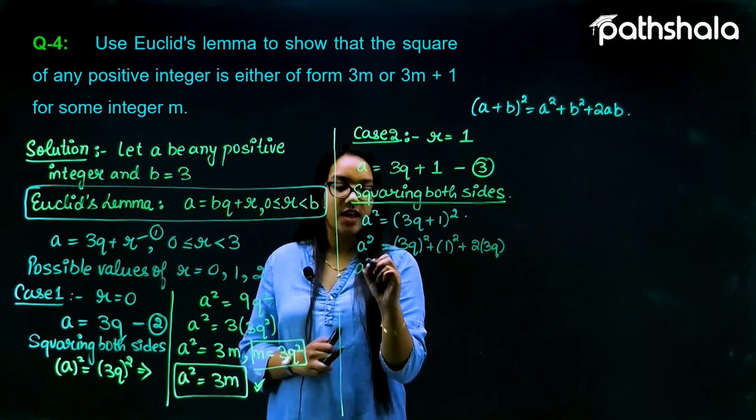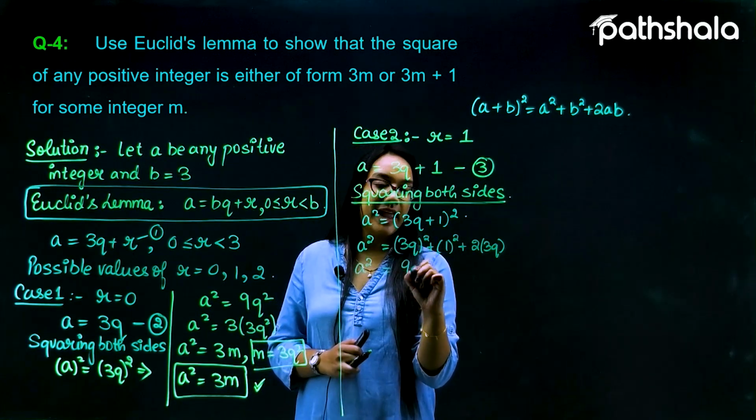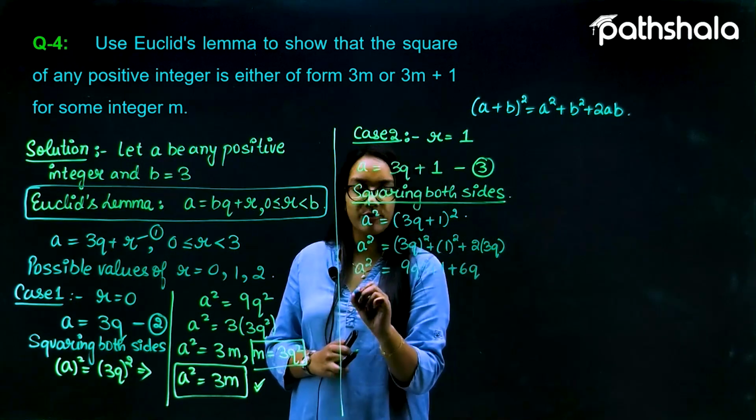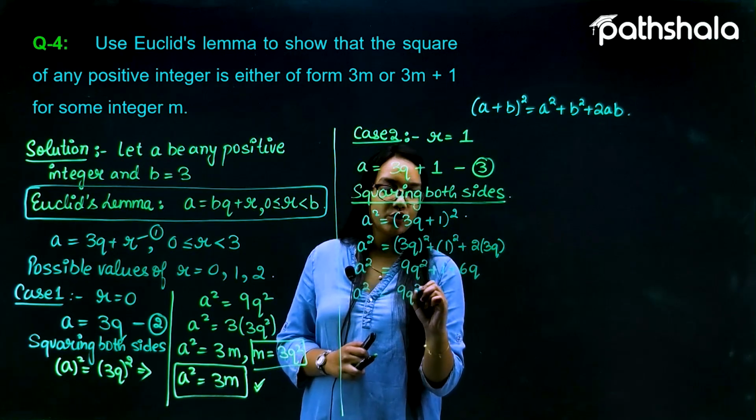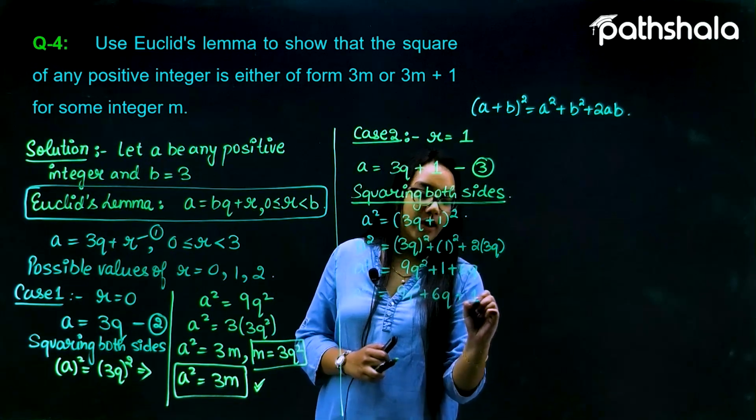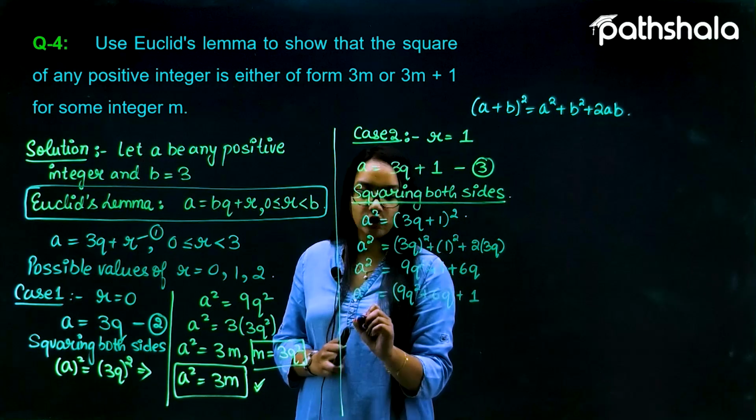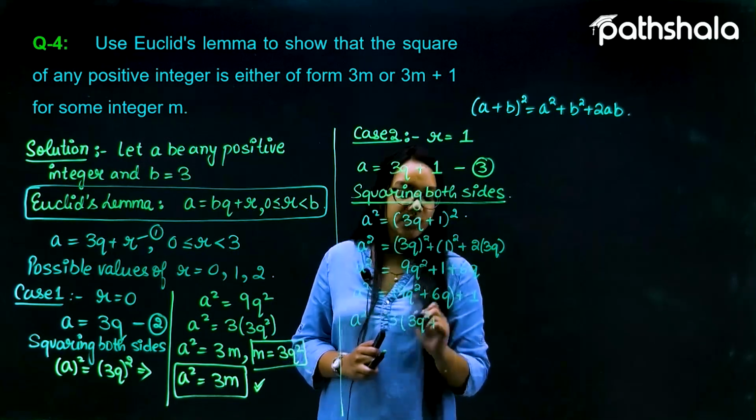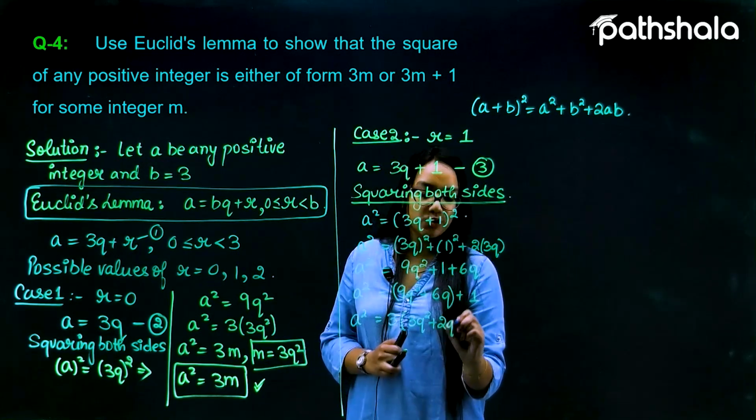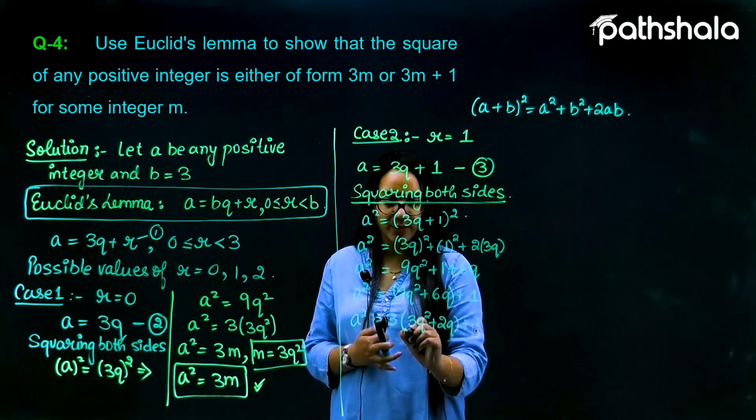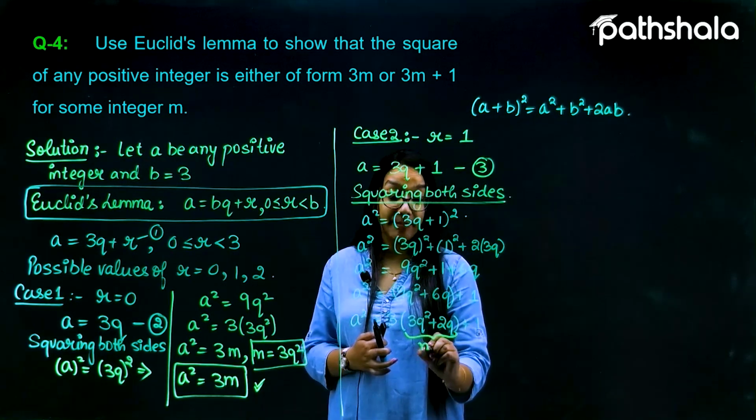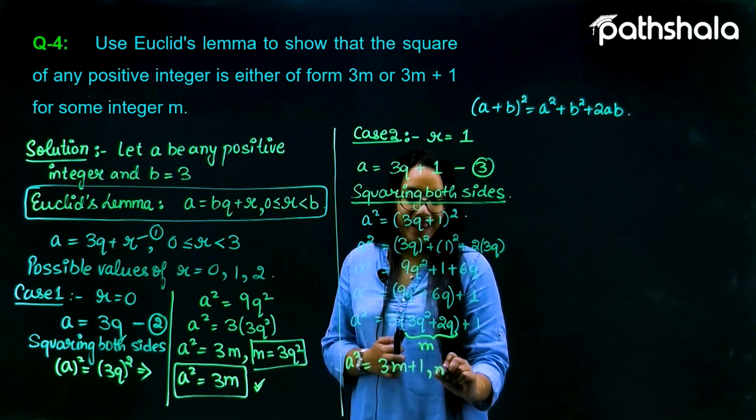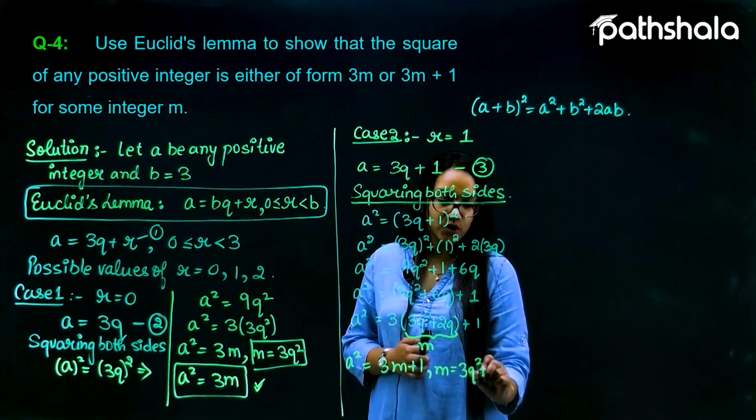After solving this, we get a square is equal to 9q square plus 1 plus 6q. Let us rewrite it as 9q square plus 6q plus 1. And we know that in the first two terms, we can take 3 as common. So it will be 3 times (3q square plus 2q) plus 1. Let us suppose I am writing this number as m.